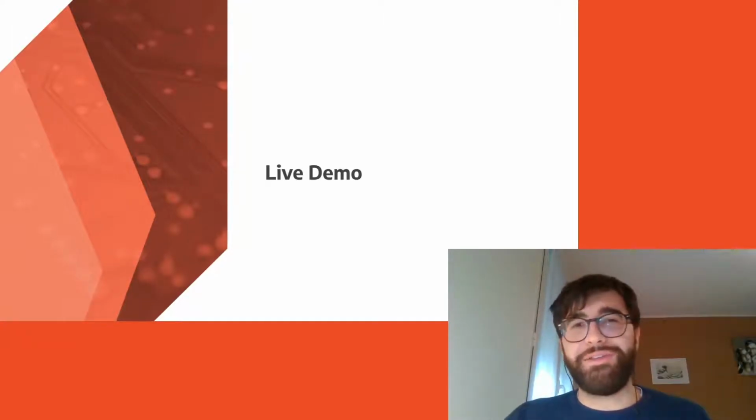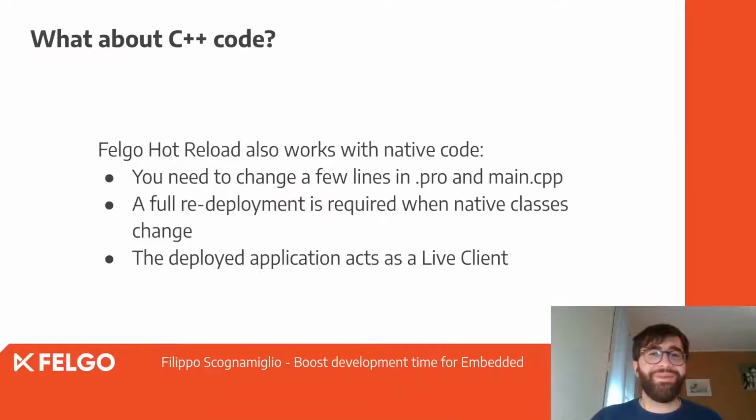But I know that you are asking yourself a question, so I'm going to ask that for you. What about C++ code? We only talked about QML code being hot reloaded. Well, native classes cannot be hot reloaded as a QML file would be. That's because the C++ file needs to be recompiled and be on your target device when you do so. So if you want to bundle C++ code inside your Felgo application, you just need to change a few lines in the Felgo Pro, in the Project Pro and main CPP file.